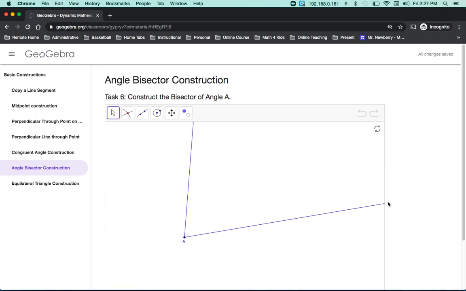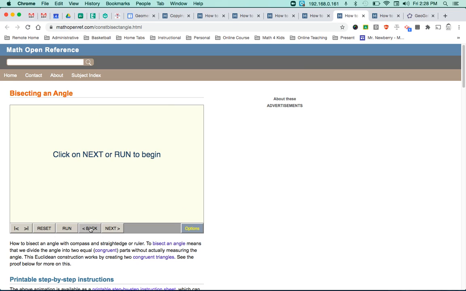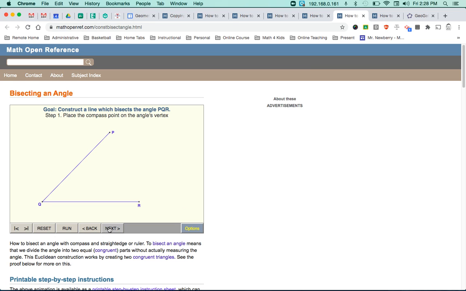Angle bisector construction. Now we're going to bisect the angle. We're going to cut this angle in half. All right, real world. Here we go. We've got an angle. We want to bisect this angle.